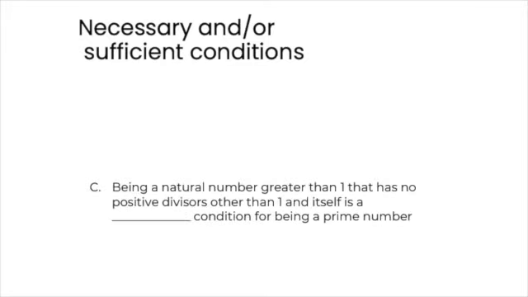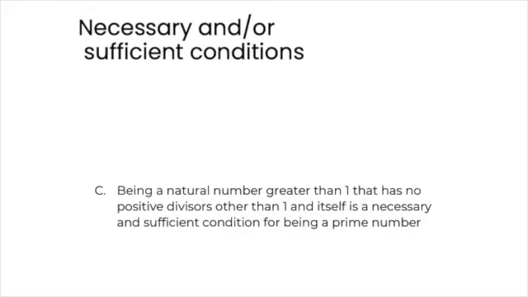Now consider this. Being a natural number greater than 1 that has no positive divisors other than 1 and itself is a gap for being a prime number. Here we should fill the gap by saying that it is a necessary and sufficient condition. If you have a number that is greater than 1 and has no positive divisors other than 1 and itself, then that is sufficient to qualify as a prime. It is also a necessary condition. If a number lacks even one of these two conditions, then it cannot be considered a prime number.